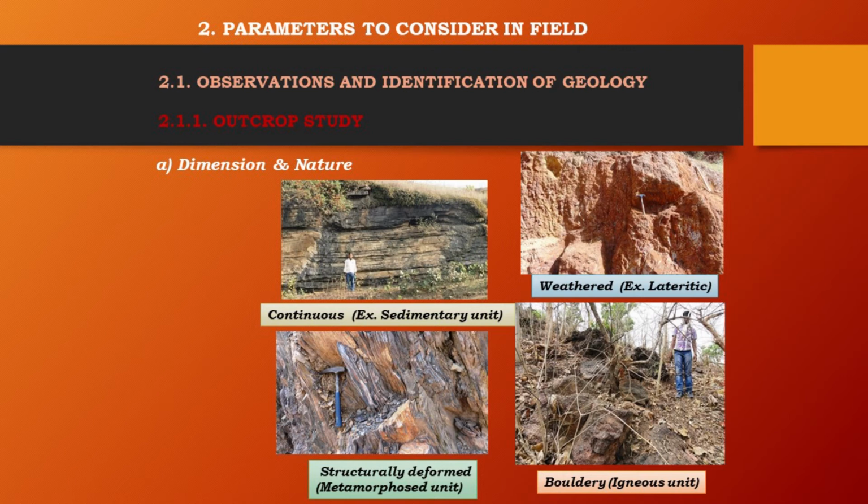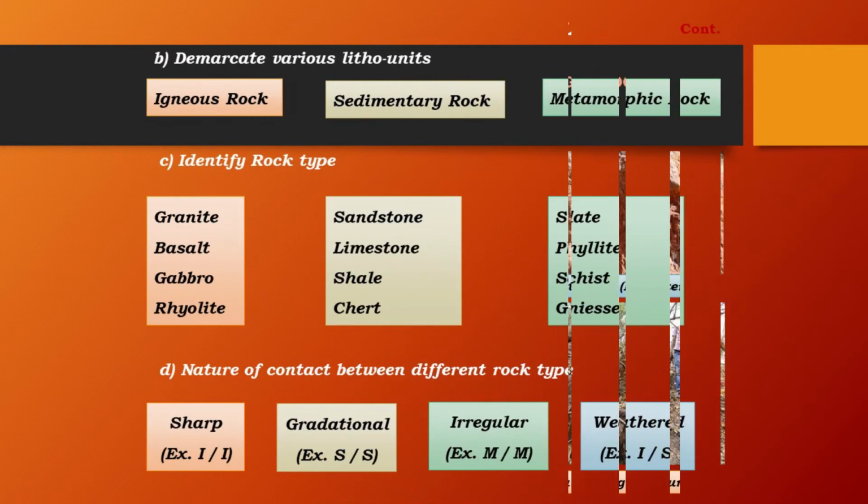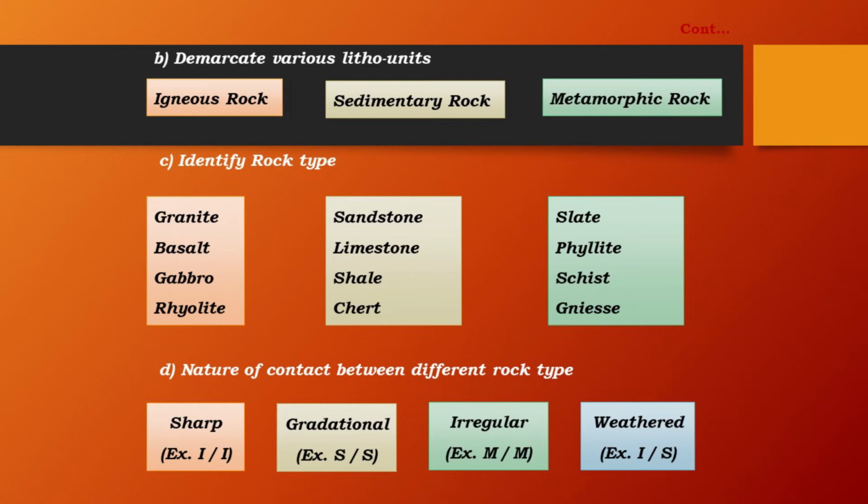Then we should demarcate the litho-units, for example, whether a particular outcrop is of igneous, sedimentary or metamorphic rocks. Identify the rock type. If the identified rock type is igneous, then what could it be? It could be granite, basalt, gabbro or rhyolite.